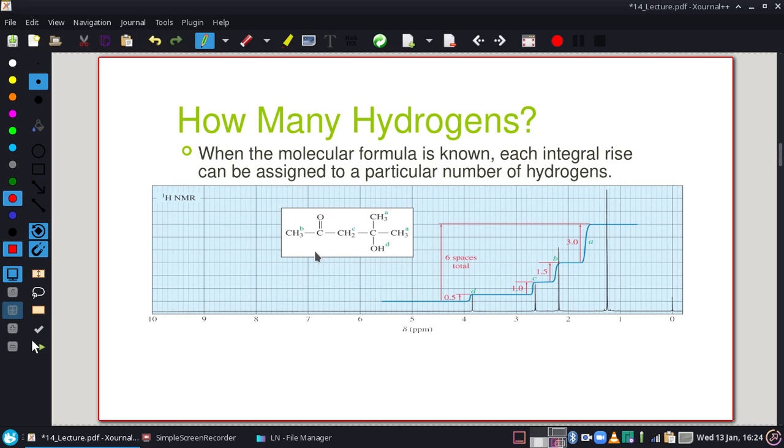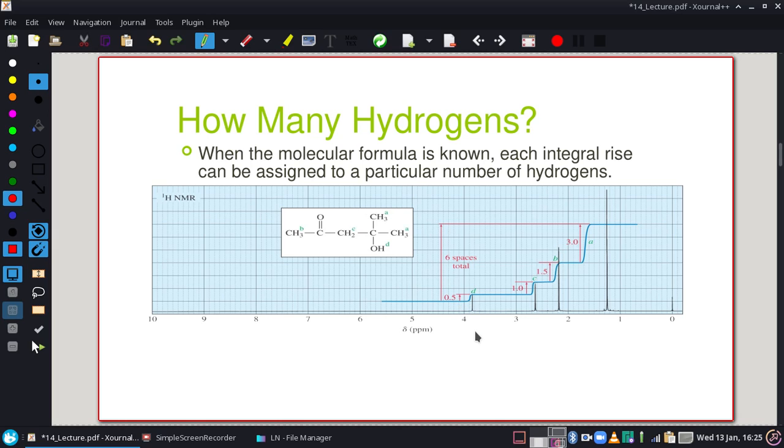All right, so let's figure out how many hydrogens are in this molecule altogether. There's 1, 2, 3, 4, 5, 6, 7, 8, 9, 10, 11, 12. And yet, from start to finish, our integral trace goes up just by 6. So that really does tell us that each one of these peaks represents double whatever this value is.